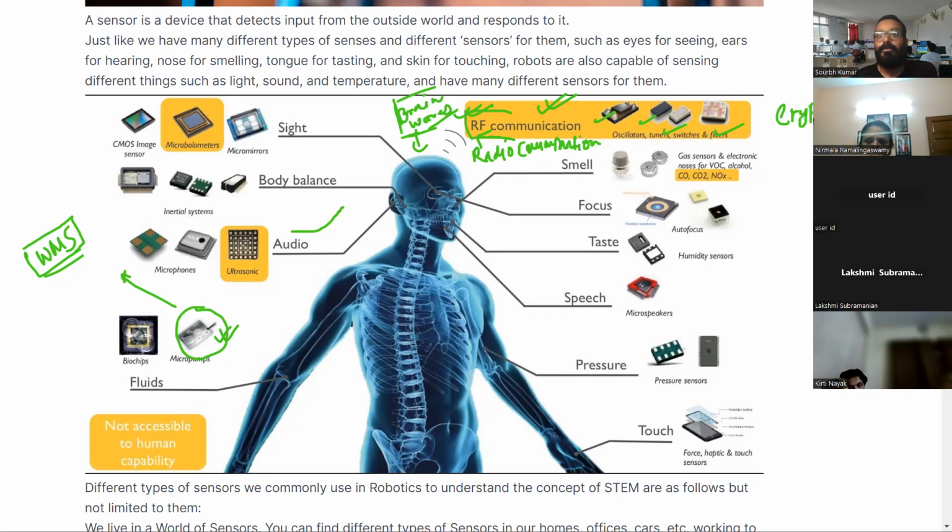Antenna also could be added in that, no, Sourbh? Yes, sir. Antenna also could be a part of that. Right? Yeah, yeah. Antenna is also the part. Yeah, absolutely. That's correct, sir.